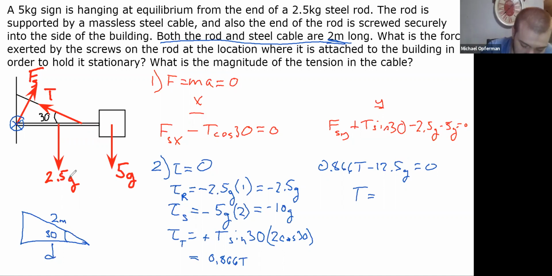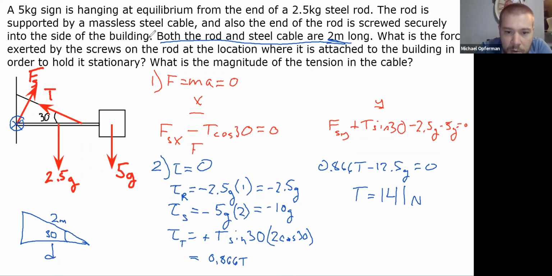So the tension force is equal to 12.5 times 9.8 divided by 0.866. And that gives me a tension force of 141 newtons. So there's my tension force. Now I can go back to these other equations and plug in the tension force and solve these quite easily.